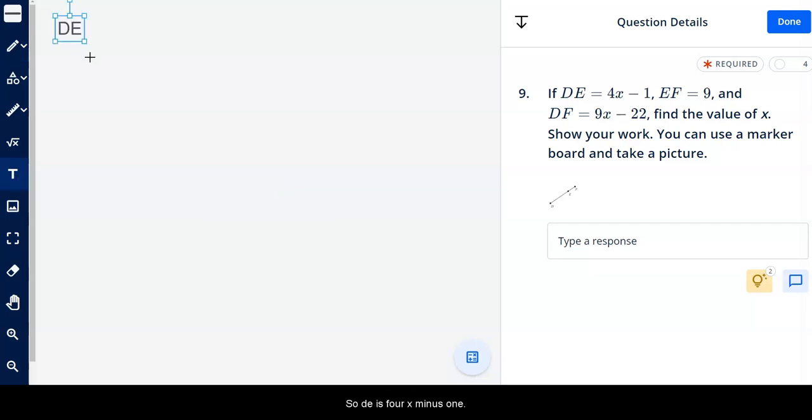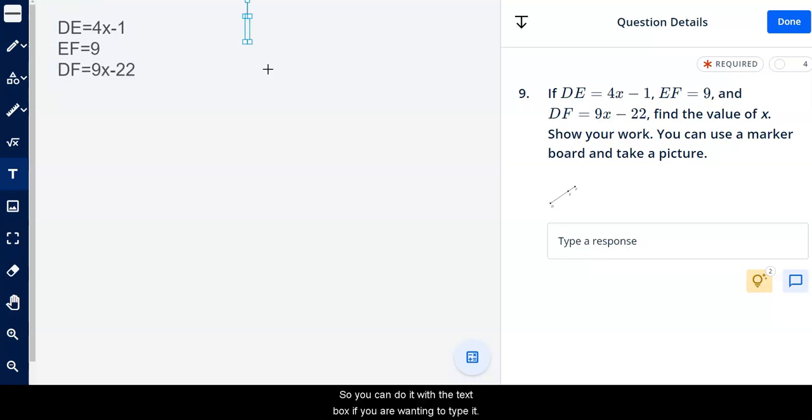So DE is 4x minus 1. EF is 9. DF is 9x minus 22. Luckily, we don't need any special math symbols for this one, so you can do it with the text box if you are wanting to type it. Otherwise, you can handwrite it on your marker board and post the picture.